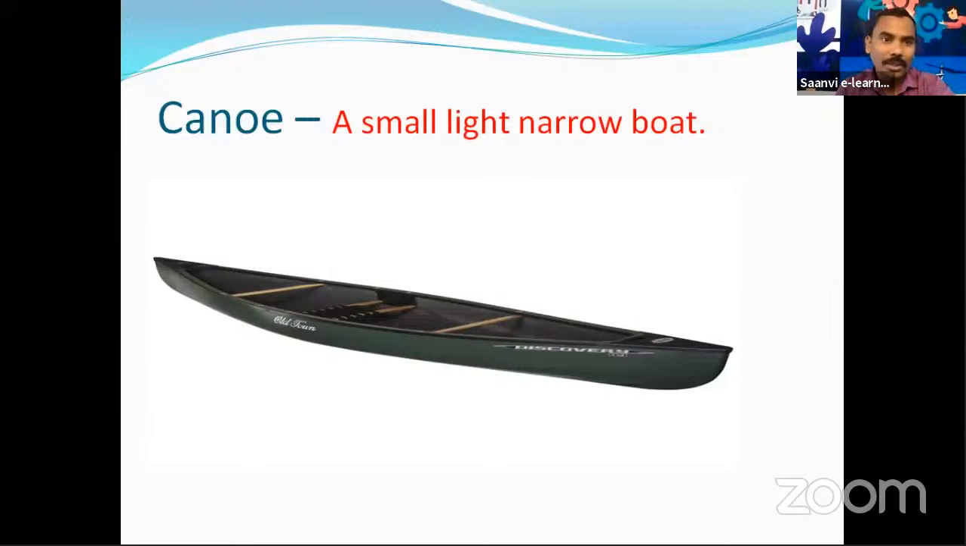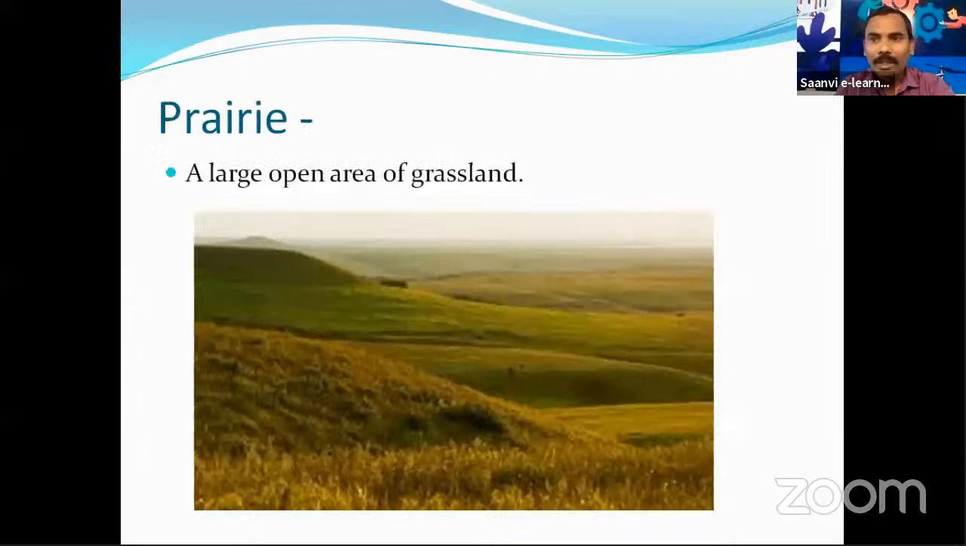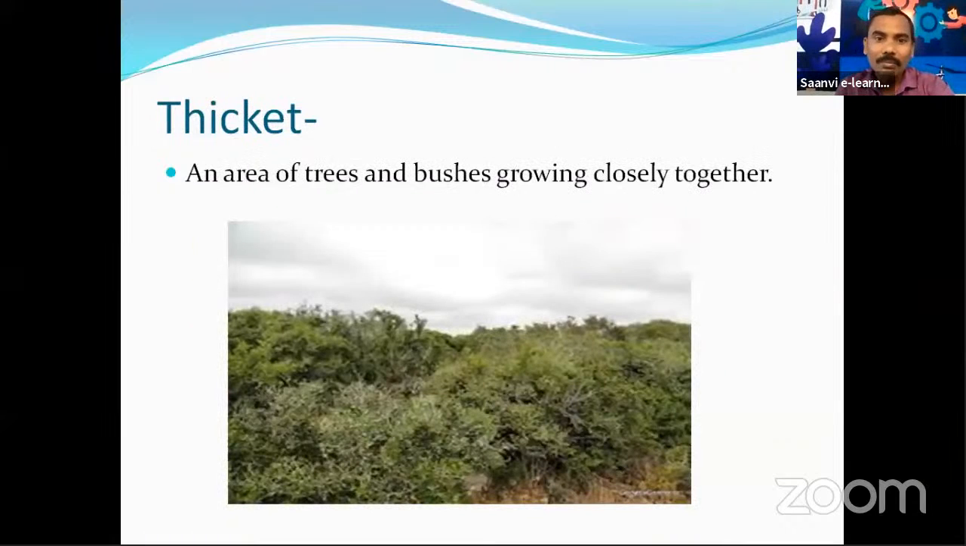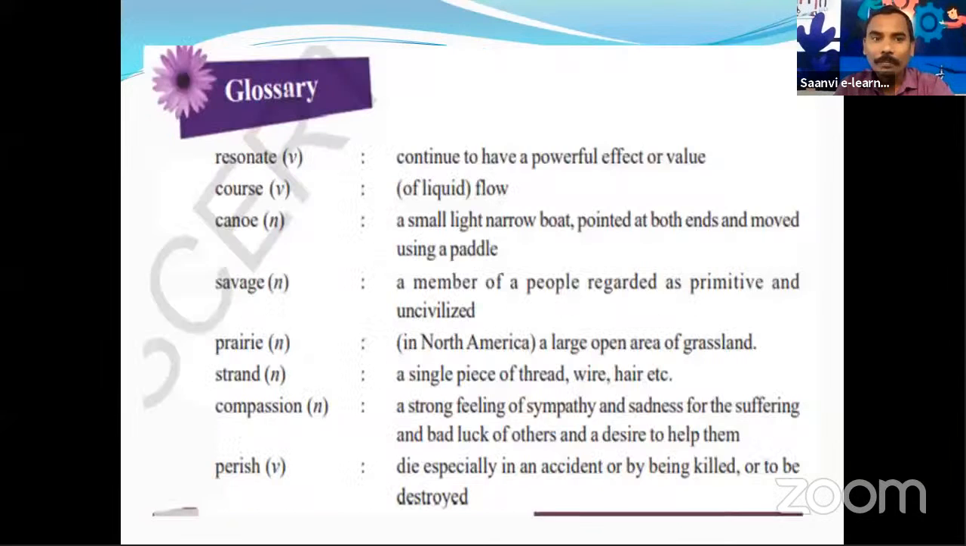So the first vocabulary word is canoe. Canoe means a small, light, narrow boat. It doesn't need a deep explanation, right? The next word is prairie, a large open area of grassland. Thicket means an area of trees and bushes growing closely together. In the textbook glossary, resonate means to continue to have a powerful effect or value. Course means to flow. Course of river, flow of river.